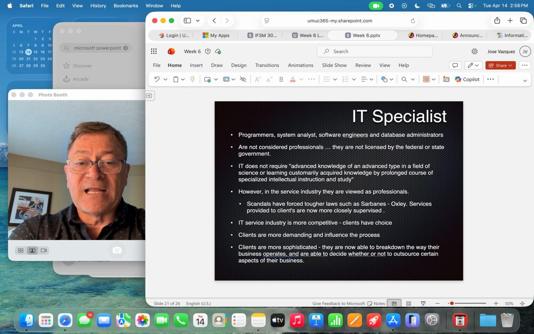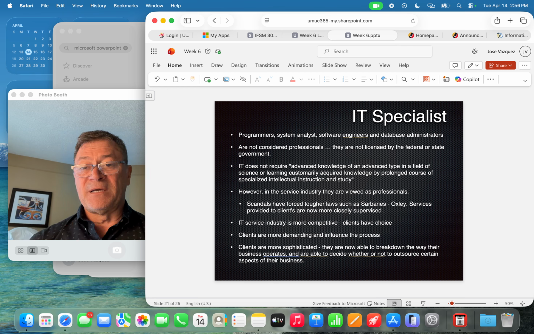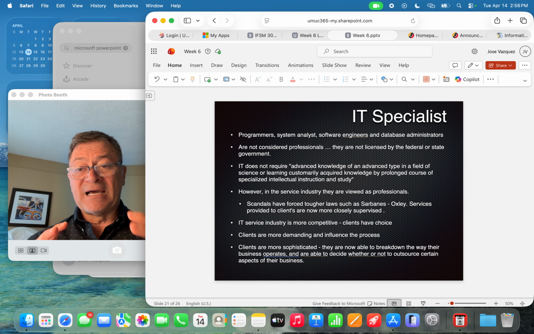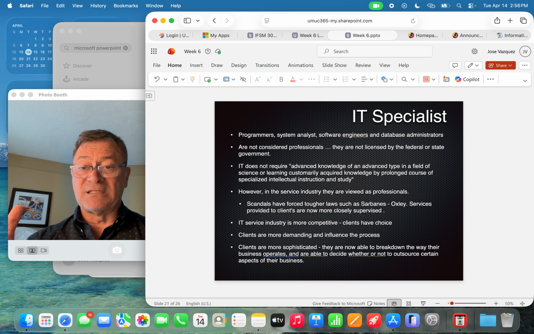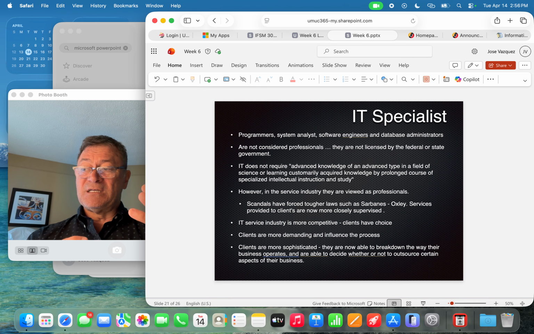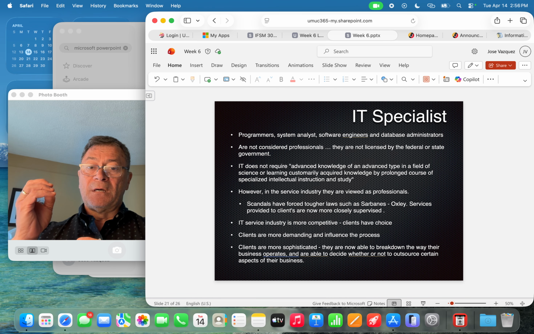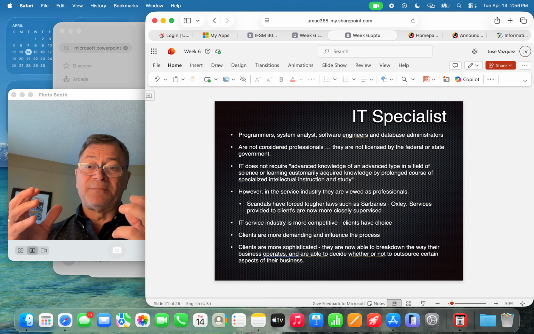The challenge is that clients are more demanding and influence the process. And you'll find that a lot of software development now is done where the client is part of the development asset. So when the IT specialist is writing an application or a system, the client is constantly talking. But those types of systems tend to be flexible, but they also tend to be smaller. When you're talking large scale capabilities, it's hard to have the competent specialists talking to a customer at the same time.